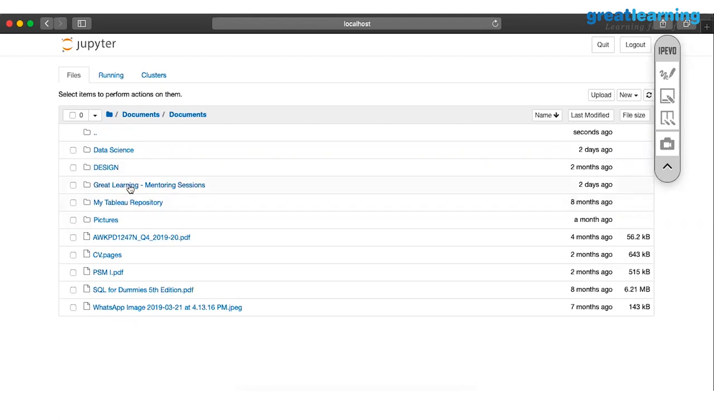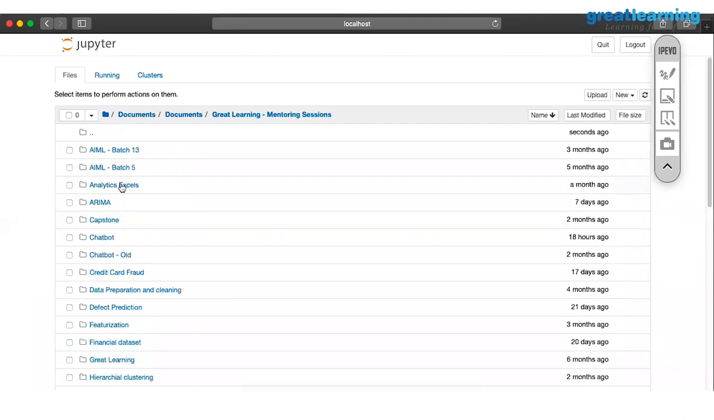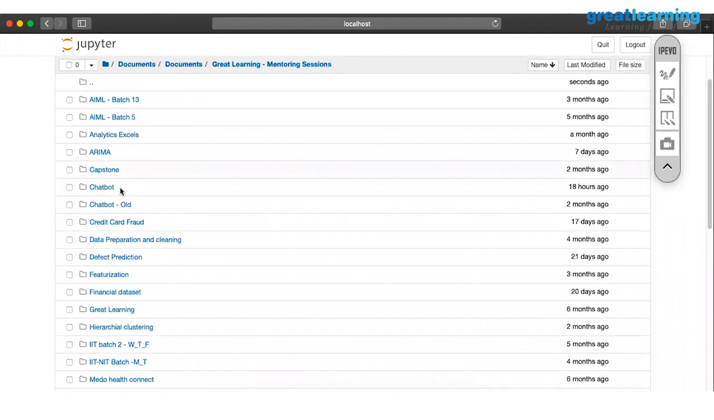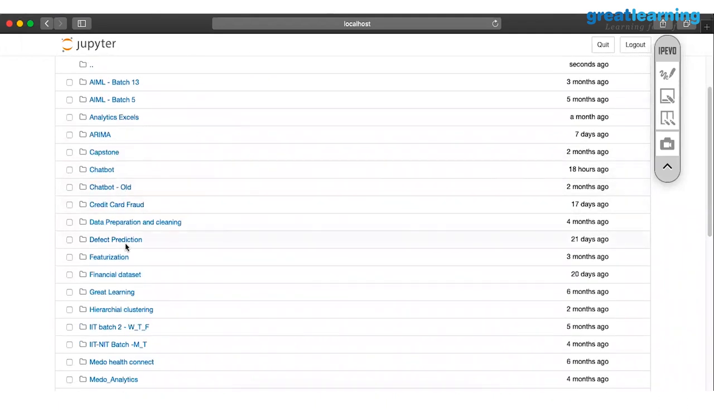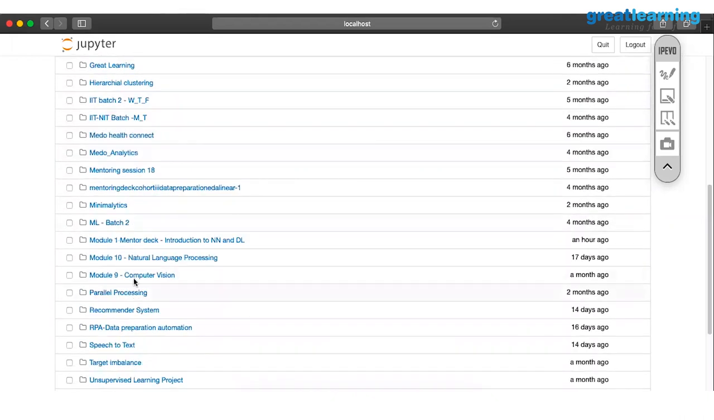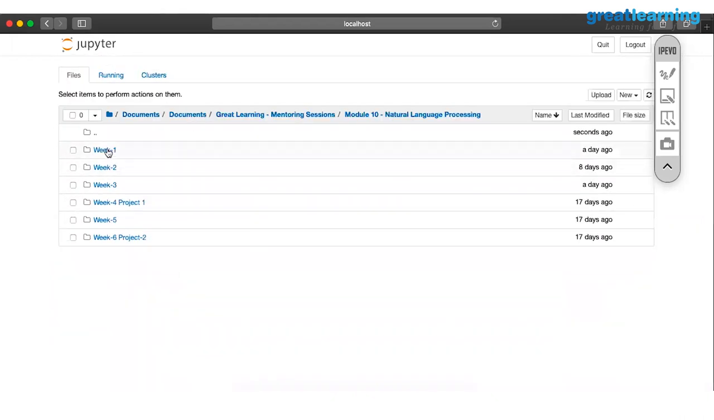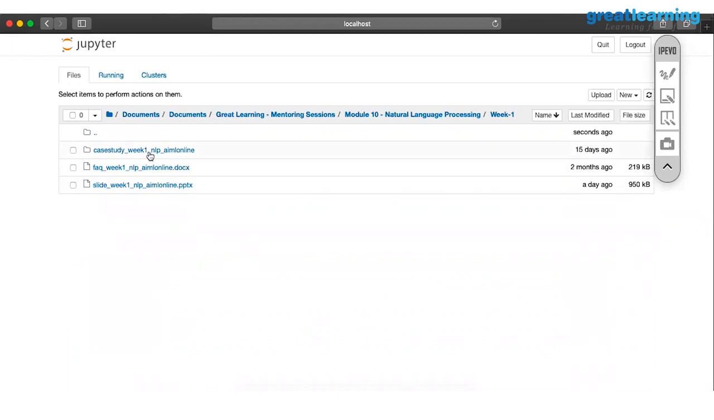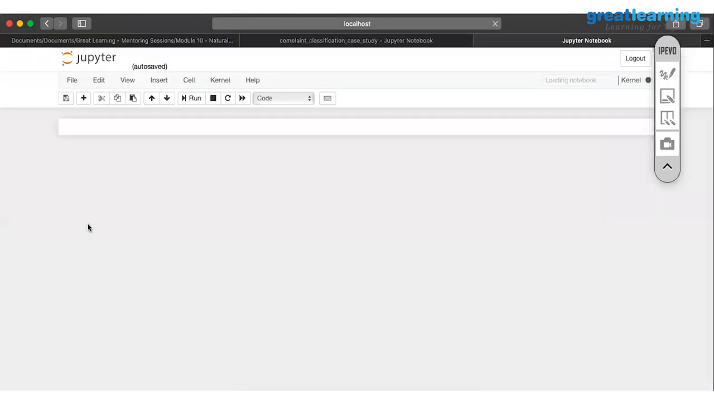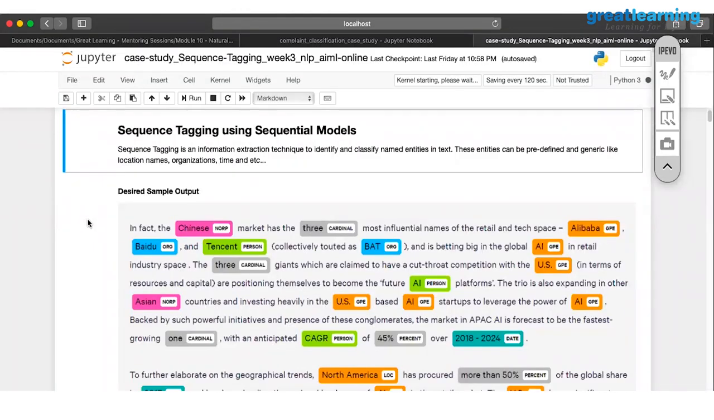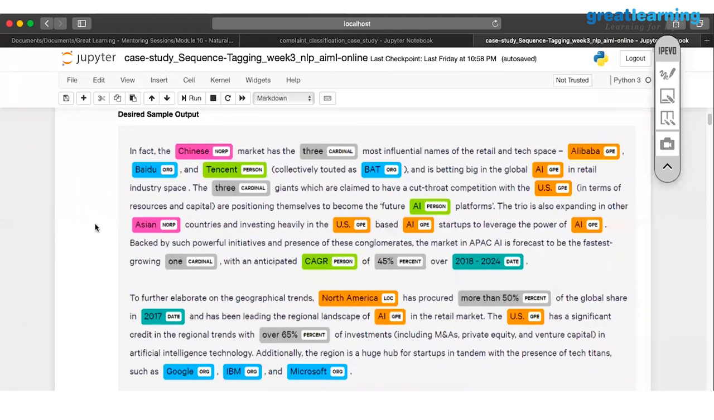Just give me a minute. I'll not show you the whole case study because it's a part of your next module anyway. But give me 1 minute, module number 10, NLP. I just finished this code, so a good time to see it. If you observe here, I'm able to tag certain words out of this.